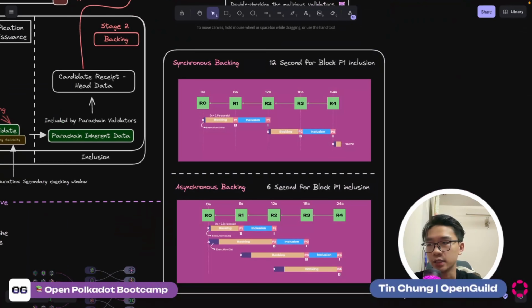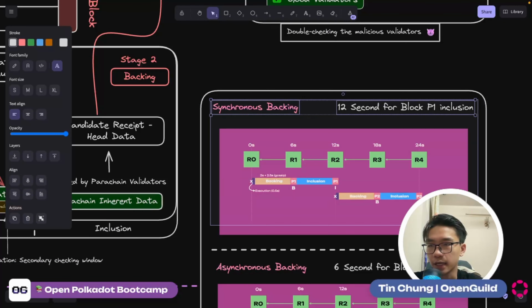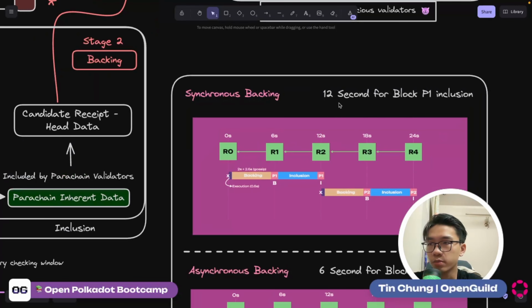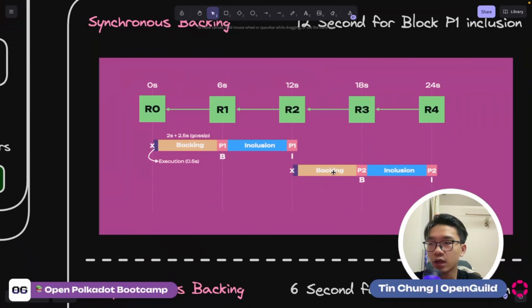This backing process is also one of the important parts of Polkadot, where we have synchronous backing and asynchronous backing. What is synchronous backing and asynchronous backing? For synchronous backing, the pipeline of backing the candidate can go up to 10 seconds, because this cannot happen at the same time; it has to happen sequentially.